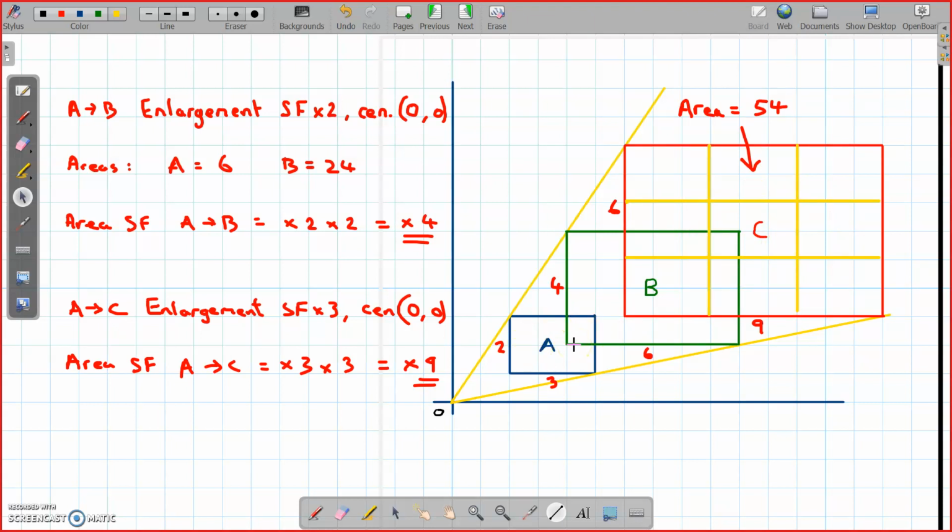So when you double the lengths, you times the area by 4. If you triple the lengths, you times the area by 9. If you were to quadruple the lengths, in other words, times them by 4, your area would multiply by 16. 4 times 4. Hopefully that explains area scale factor enlargement. Let me stop that there.